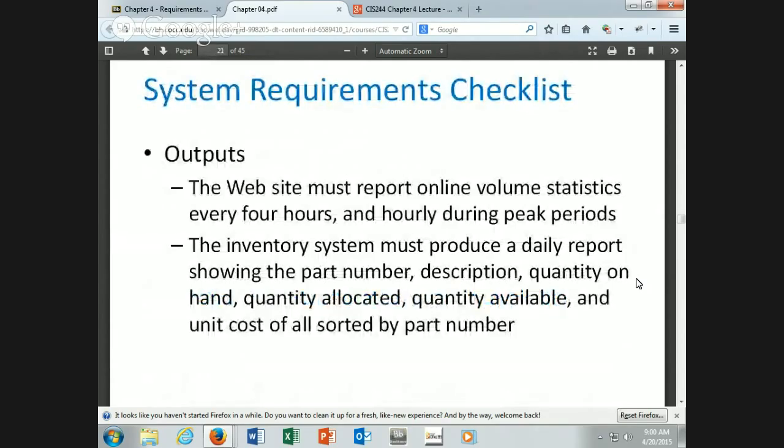So delving more into the requirements, outputs. What is the output going to be? The website must report online volume statistics every 4 hours, and hourly during peak periods. Well, that's going to take some system resources, isn't it? Now, are we going to batch process or do it live? Inventory system must produce a daily report showing the part number, description, quantity on hand, quantity allocated, quantity available, and the unit cost. Shortage reports.